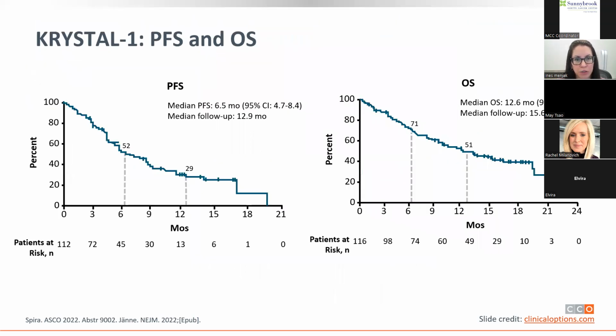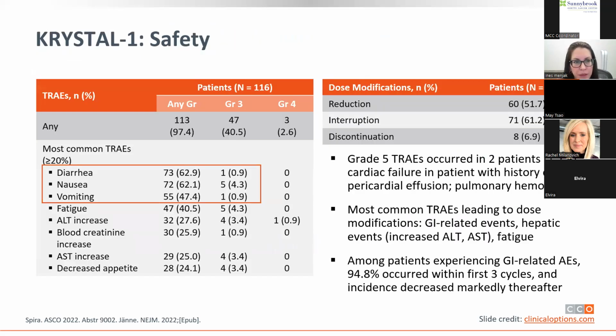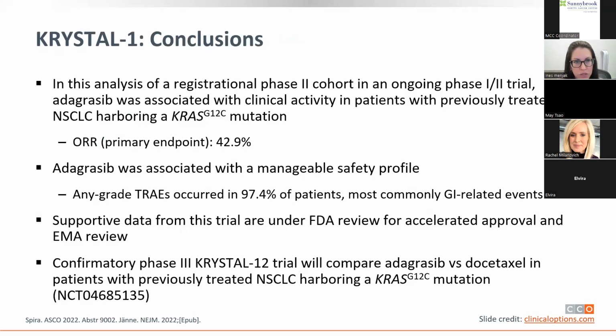So the PFS and OS, which are the secondary endpoints, were over a year for PFS and almost 16 months for OS. Again, showing the typical GI toxicity similar to sotorasib. So in conclusion, they're doing a phase 3 trial to compare this with docetaxel, and it seems to be promising with the response rates.